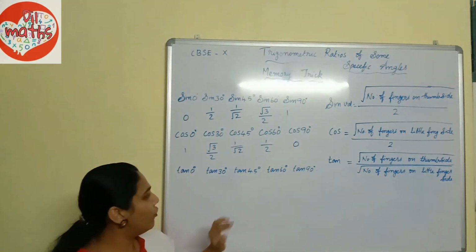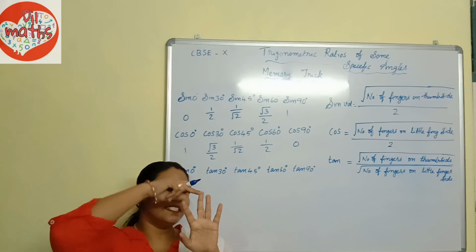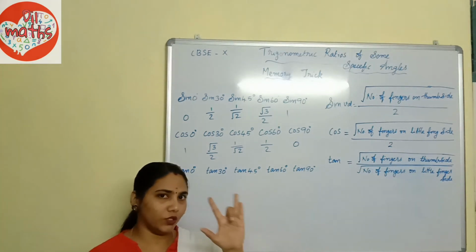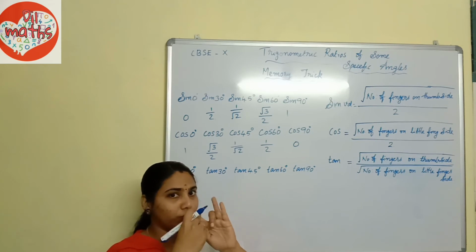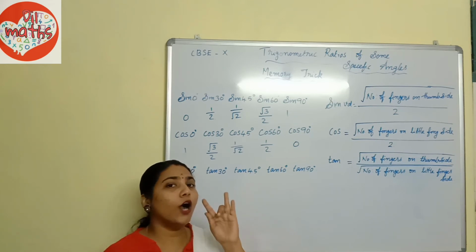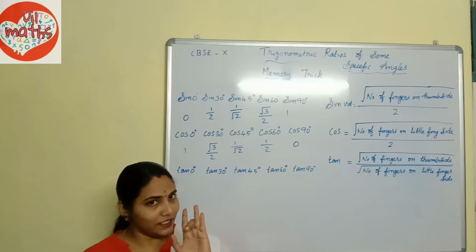So first we will go for tan 45 degree. Which one is tan 45? This is 45 degree, so we have to close this. And how many fingers are now left on the thumb side? 2 fingers left on the thumb side. How many fingers are left on the little finger side? 2 fingers left on the little finger side.